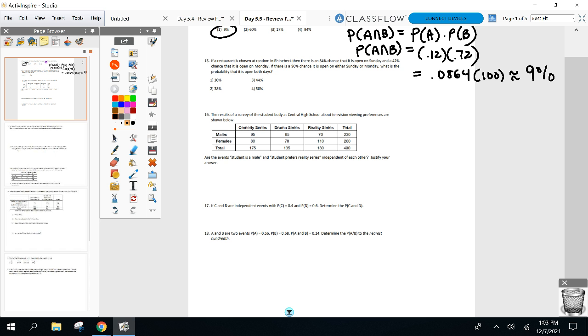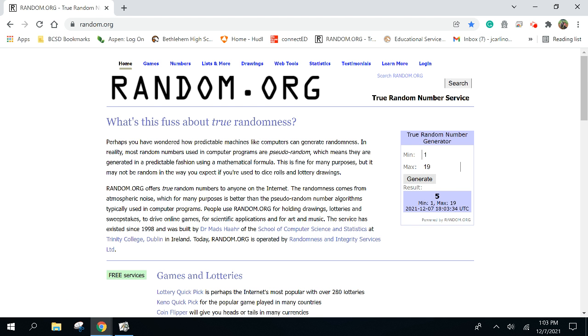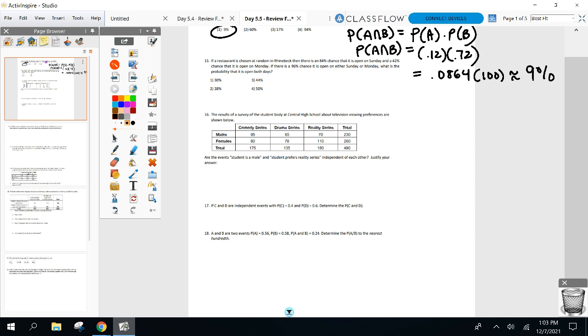So we have this table, and there's a question underneath the table. The events are: the student is a male, and the student prefers reality. All right, what type of problem am I looking at here? It's your problem again, Sarah. Darn right, it's whether they're independent or not. So I go back to you, Sarah. Which option do you prefer to use? The A and B? Yeah.